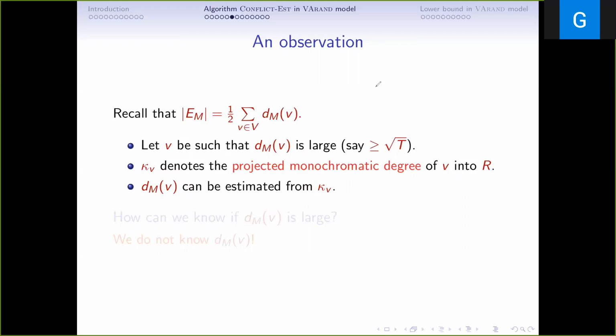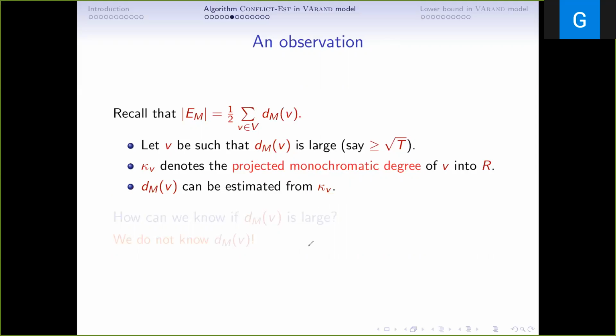The calculation wise this is fine. By using Chernoff bound we can do that. If monochromatic degree is large, we can estimate the monochromatic degree of the vertex B from the value of projected monochromatic degree kappa B.